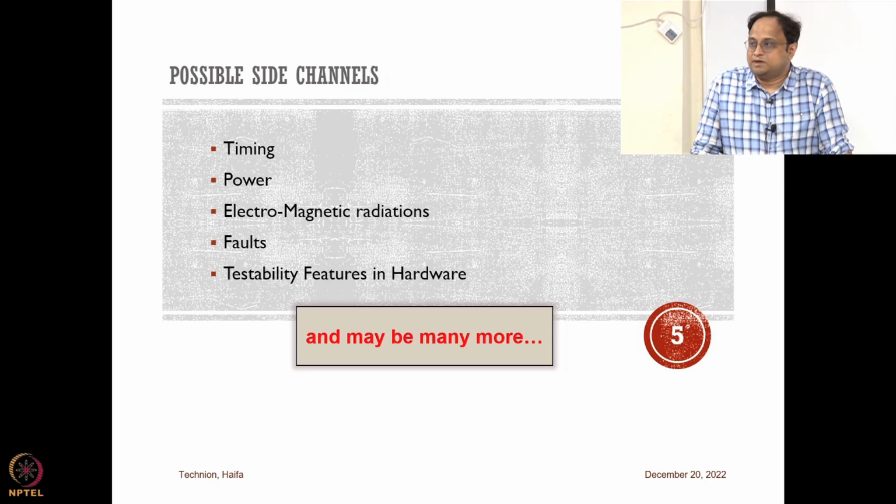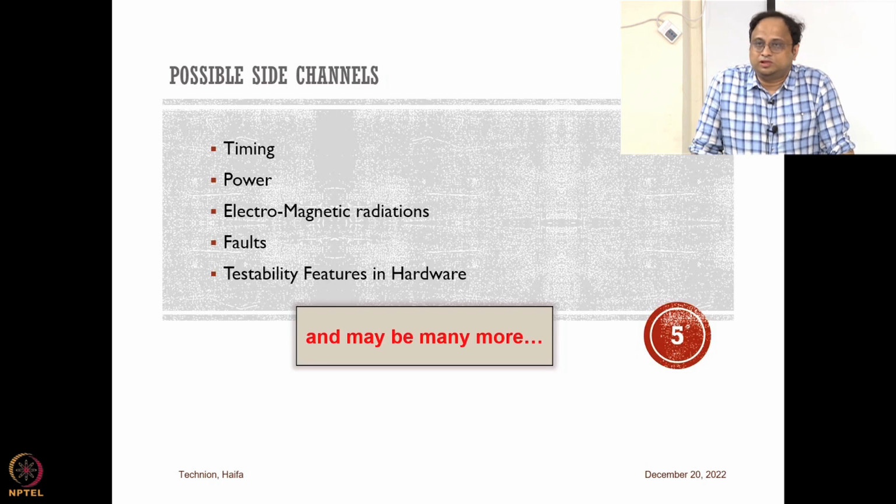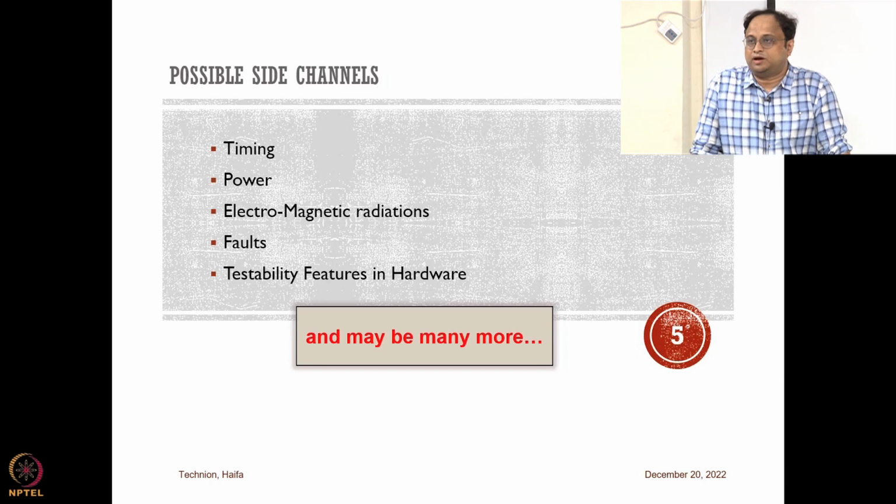Imagine that suppose you are doing a computation, and suppose the current trips. Because of the tripping of the current, you get an erroneous output. So what will you think? You will think that, okay, this was an erroneous computation, let me redo the computation and go ahead.